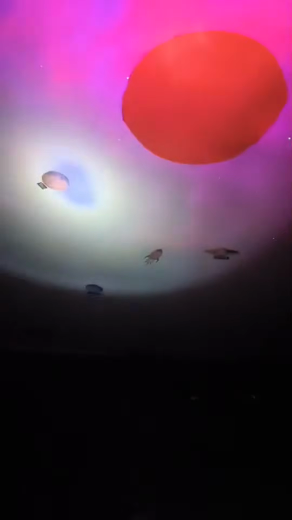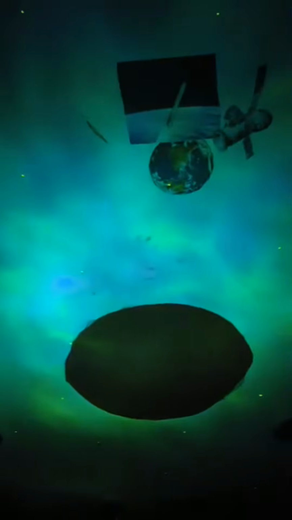This is our solar system. Earlier, Pluto was considered the ninth planet, but in 2006, scientists reclassified it as a dwarf planet. Thank you, ma'am. Thank you for coming. Thank you for visiting.